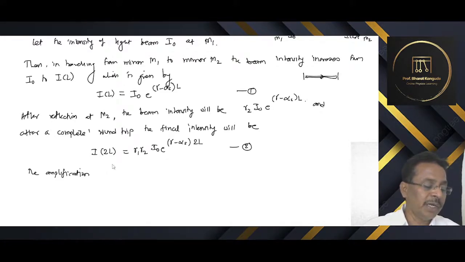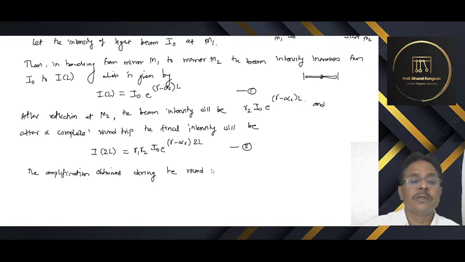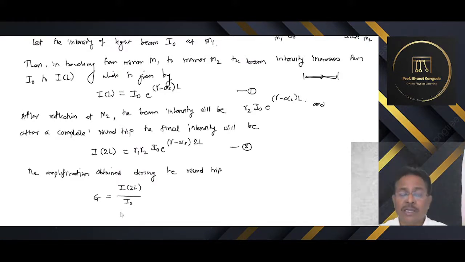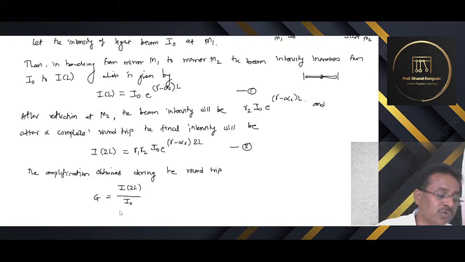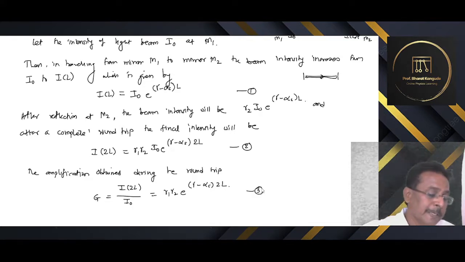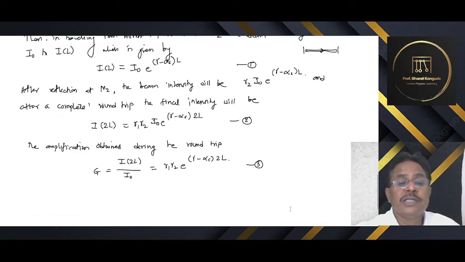The amplification obtained during a single round trip is given by G equal to I2L, the amplified intensity, upon I0, the initial intensity where we started. Dividing I2L by I0, the I0 gets cancelled, and the final relation I get is R1 into R2 into e raised to, in the bracket, gamma minus alpha S into twice L. This is my relation number 3.